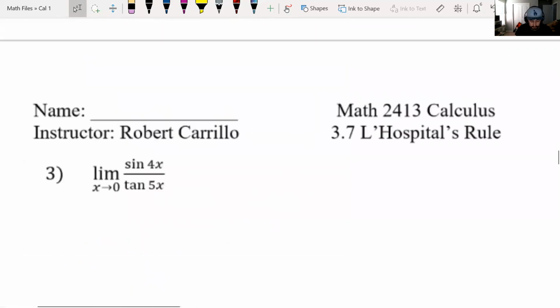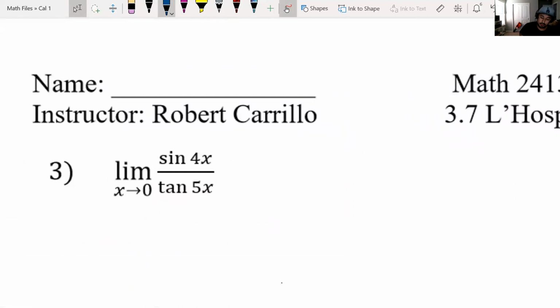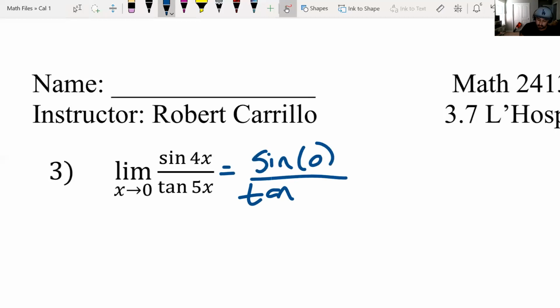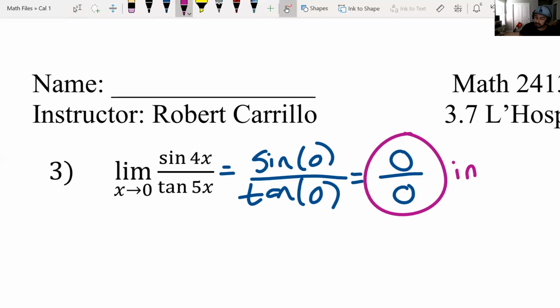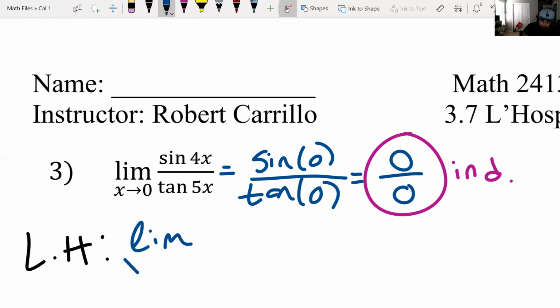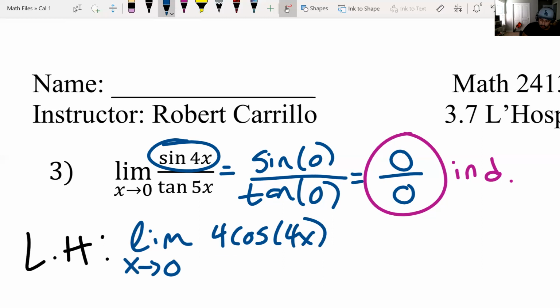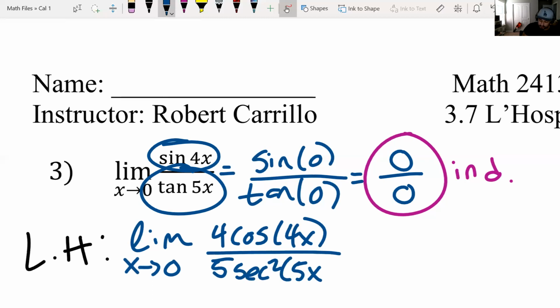Still going, still going. Okay. Number 3, same thing, plug in 0. That's sine of 0 over the tangent of 0. Sine at 0 is 0, tangent at 0 is 0. This is indeterminate. Okay, which means we get to use Senor L'Hopital, even though he's French. Oui. So the limit as x approaches 0 of the derivative of the numerator, that is 4 cosine 4x, over the derivative of the denominator, that is 5 secant squared 5x.